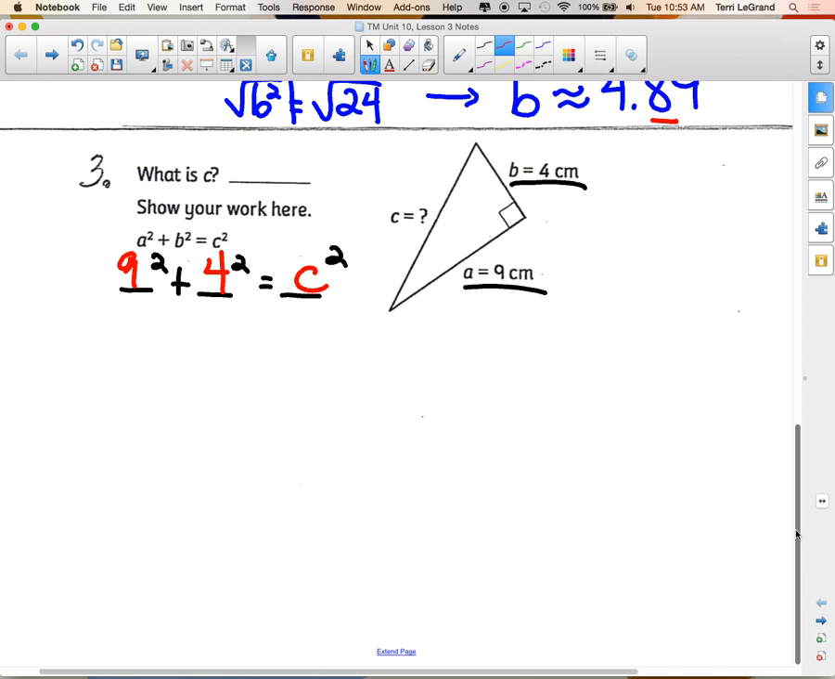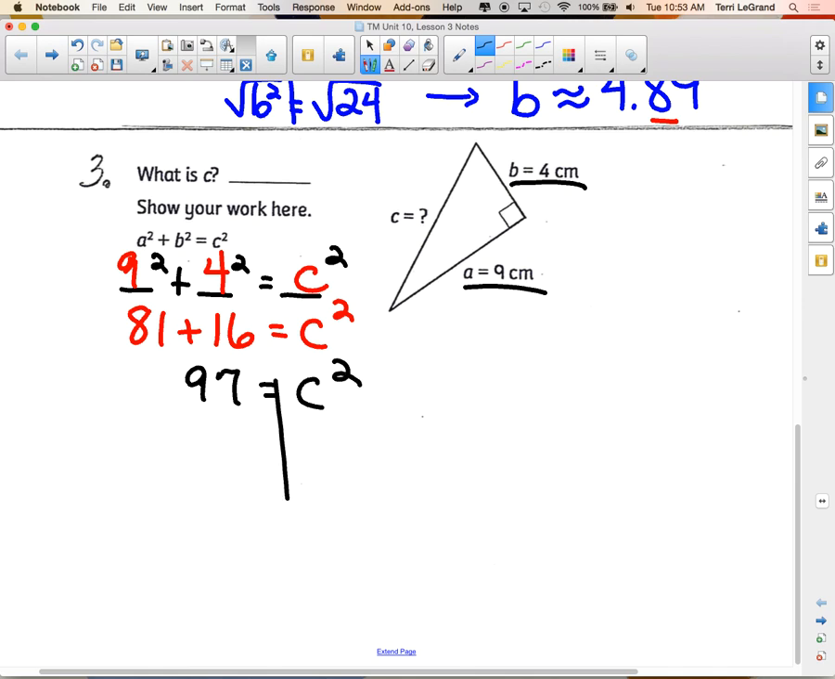What's 9 squared? 81. Plus what's 16? 4 squared, right? Yeah, I know, I said it wrong. 4 squared is 16. So we're not really solving right now. We substituted and now we're just simplifying. We're trying to get the equation ready to solve. We still got some getting ready to do. What's 81 plus 16? 97.